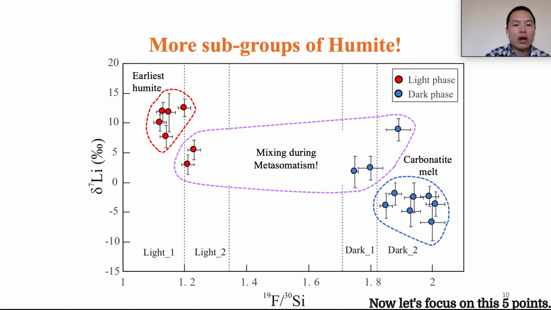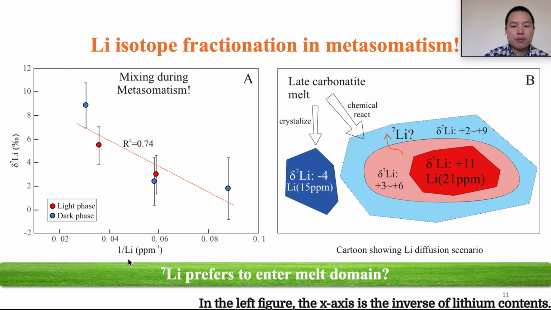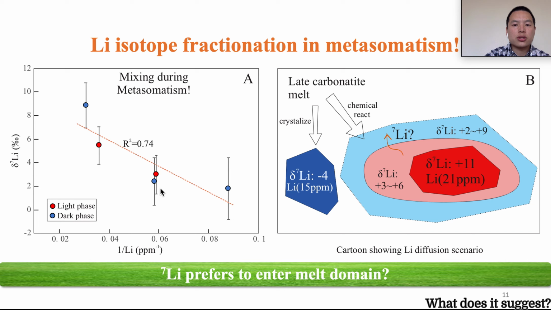Now let's focus on these 5 points. In the left figure, the x-axis is the inverse of lithium content. The y-axis is still the same, delta lithium-7. As we can see, if you increase the lithium concentration, you will have more positive delta lithium-7. What does it suggest? On the right, we give our preferred explanation.